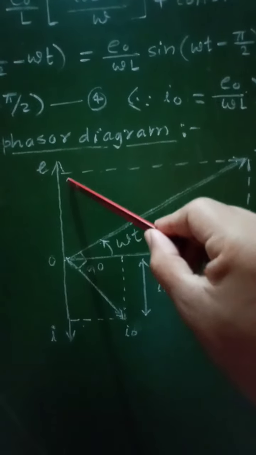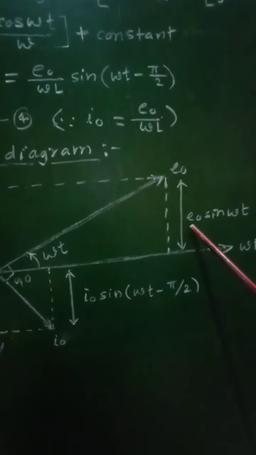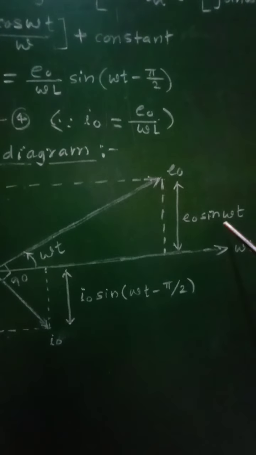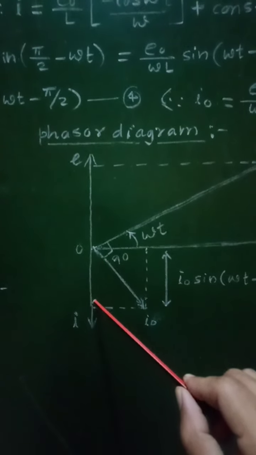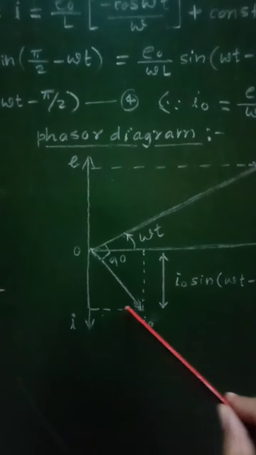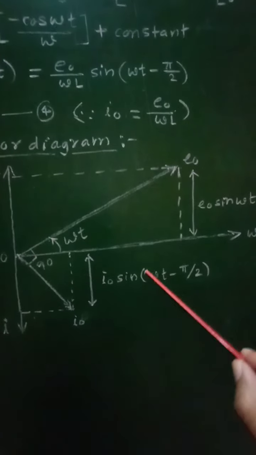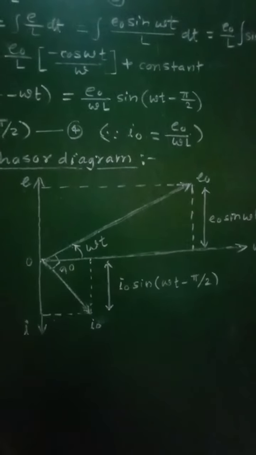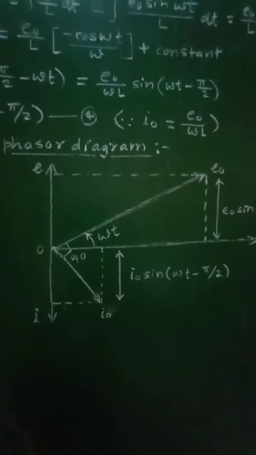from the origin to E, this is equal to E0 sin omega t, that is, E is equal to E0 sin omega t. And in this case the portion from O to I0 represents I0 sin(omega t minus pi by 2), that is, there is a phase difference of pi by 2 between the EMF and the current. So this diagram represents the phasor diagram for a purely inductive circuit.